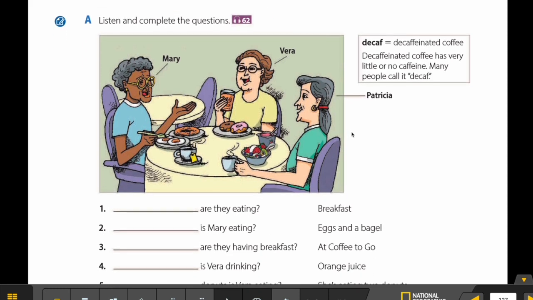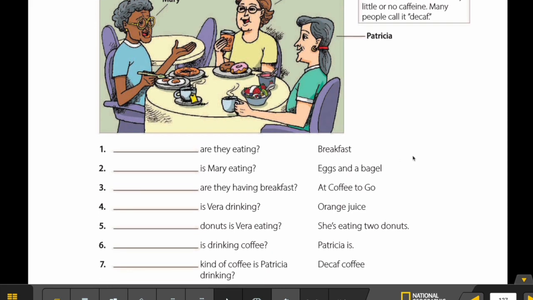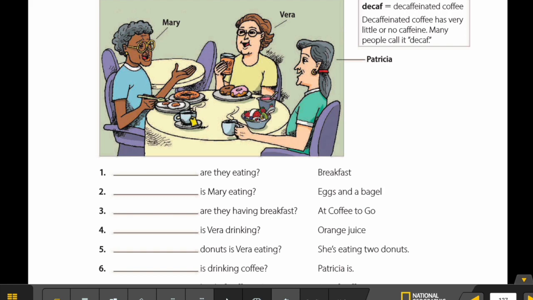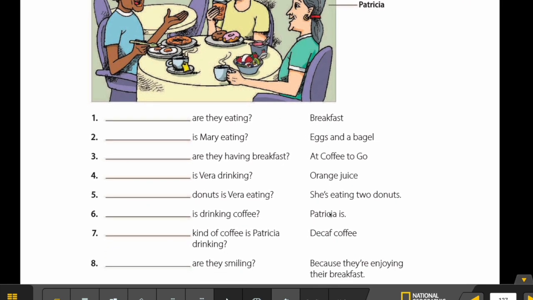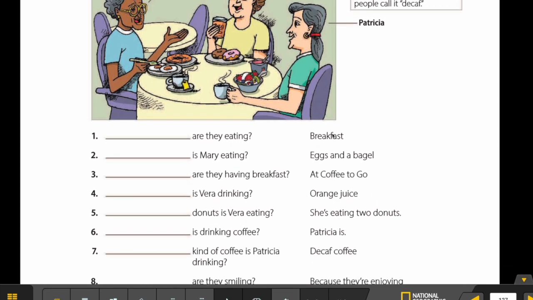Okay, now here we have a listening activity. So decaf means decaffeinated coffee. It means no caffeine or little caffeine in the coffee, right? So listen and complete the questions. You have to complete the questions with what, where, when, why, how many, whatever. And of course, if you have the answers here, you have an idea what the questions are. All right, so let's listen.